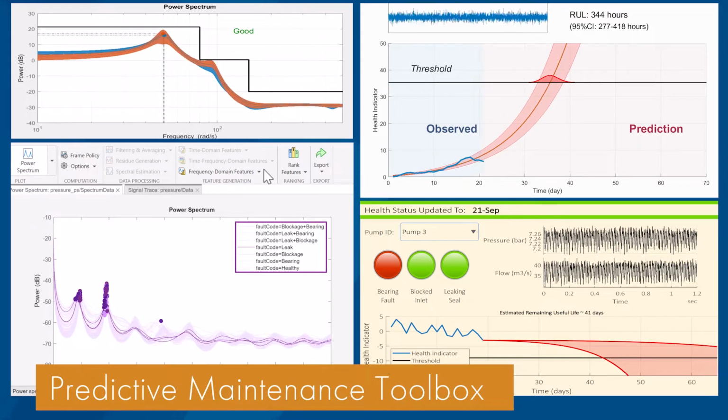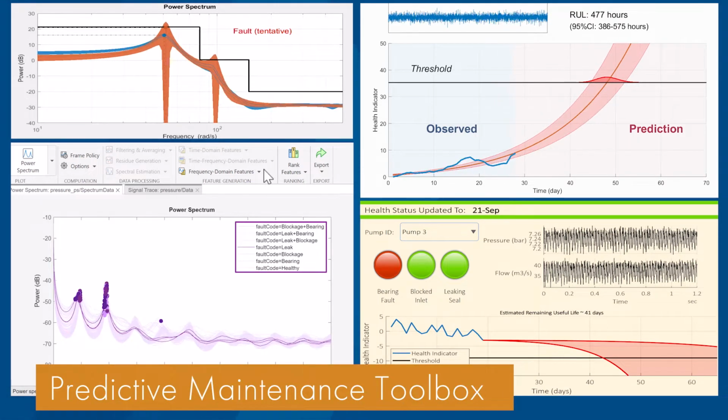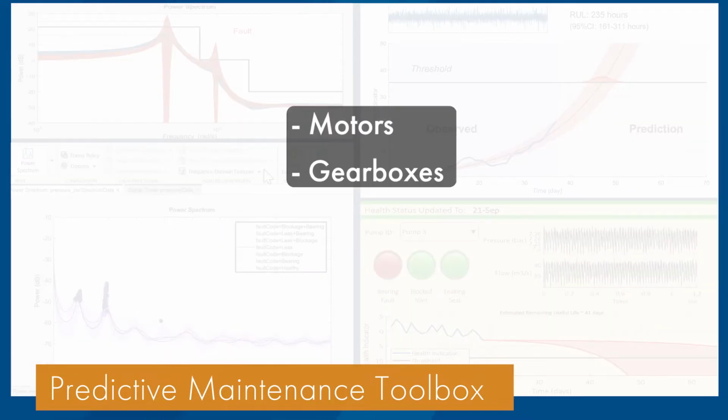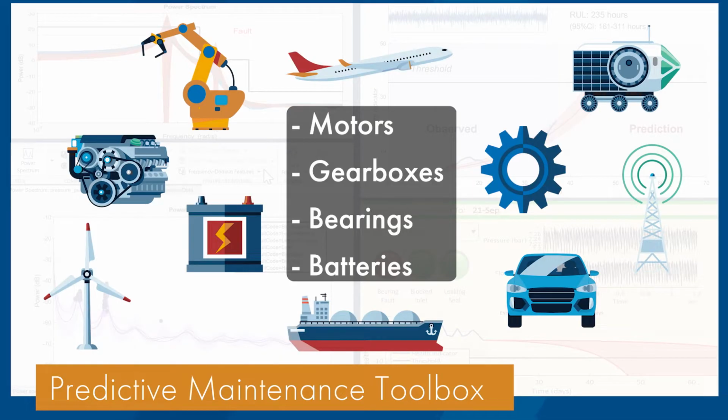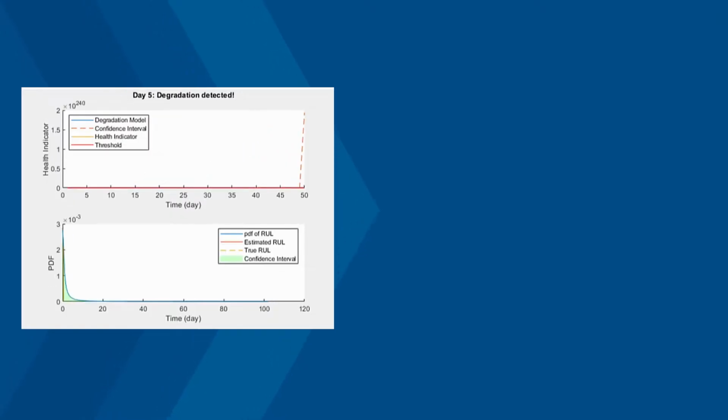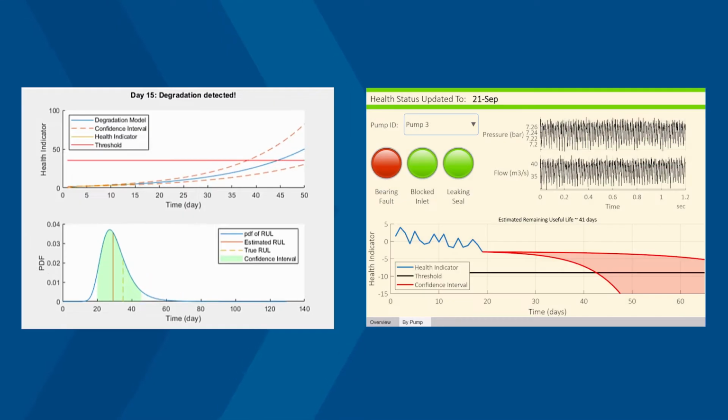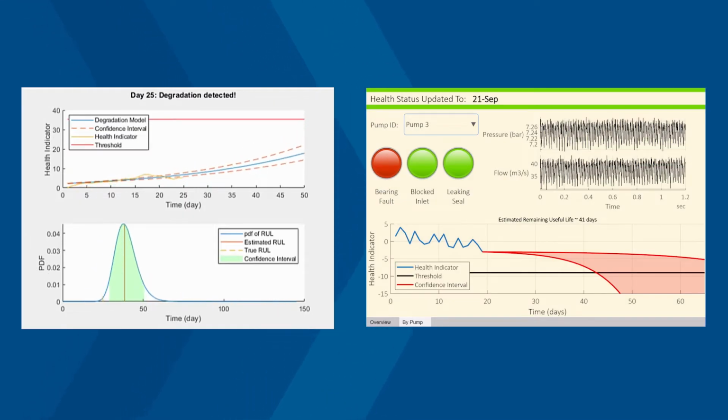Predictive Maintenance Toolbox provides functions and apps for designing condition monitoring and predictive maintenance algorithms for motors, gearboxes, bearings, batteries, and other applications. The toolbox lets you design condition indicators, detect faults and anomalies, and estimate remaining useful life from time series sensor data.